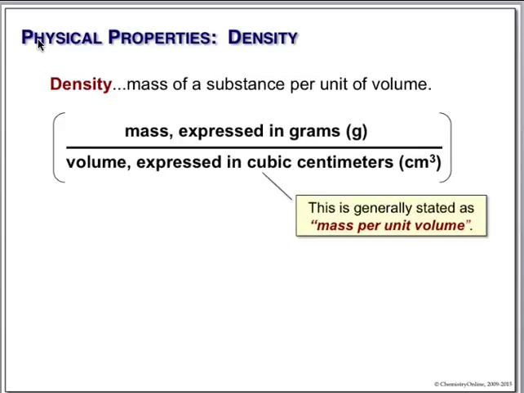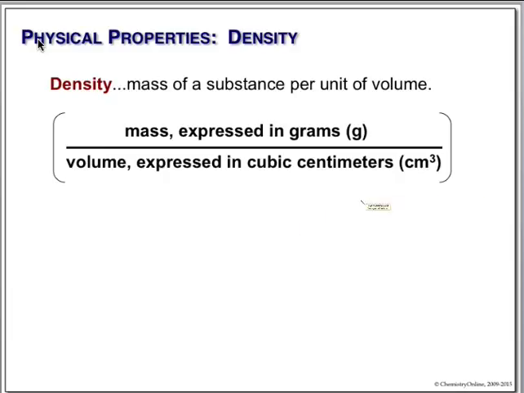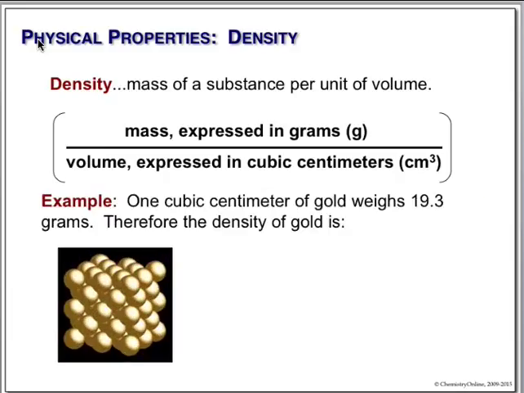You can also express density using virtually any unit you want, as long as it's mass per unit volume. And make sure if you don't use grams per cubic centimeter, that you indicate clearly what units you have. For example here, if we had 1 cubic centimeter of gold, and we took its mass, it would be 19.3 grams.